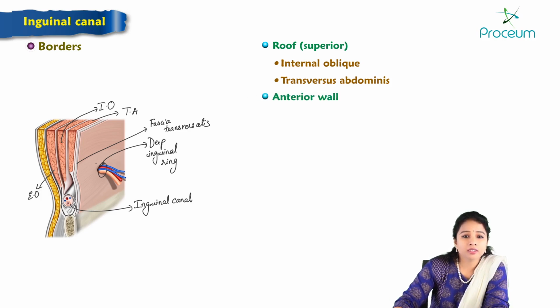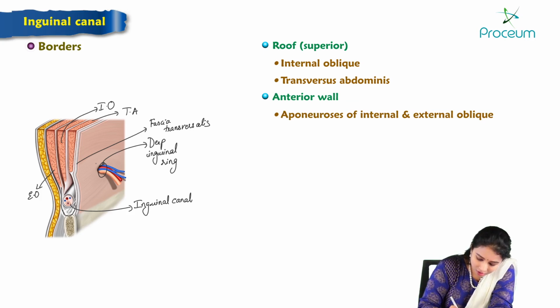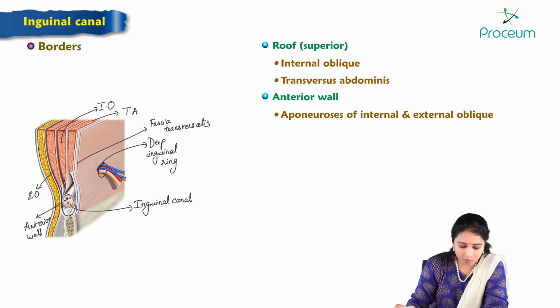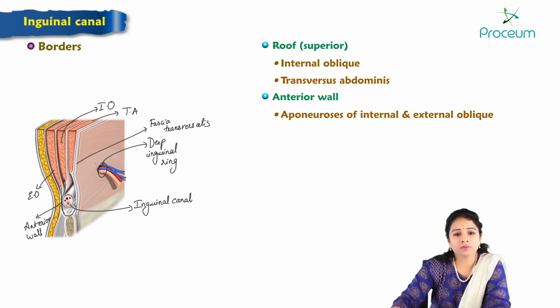Anterior wall: it is derived from the aponeurosis of internal and external oblique muscle. So here is the external oblique muscle continuing, and we can see the internal oblique muscle also blends with the aponeurosis of external oblique muscle. So this forms the anterior wall. The anterior wall is formed by the aponeurosis of external oblique and internal oblique muscle together.